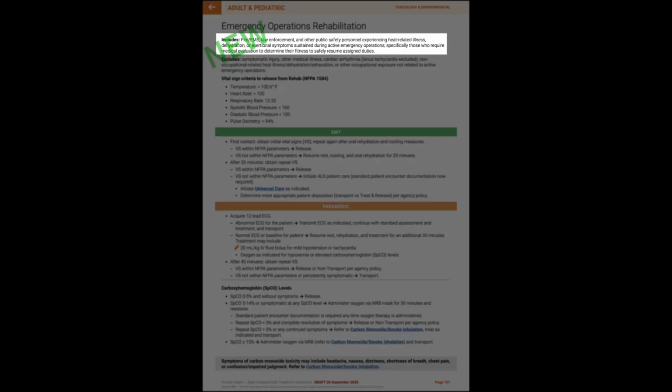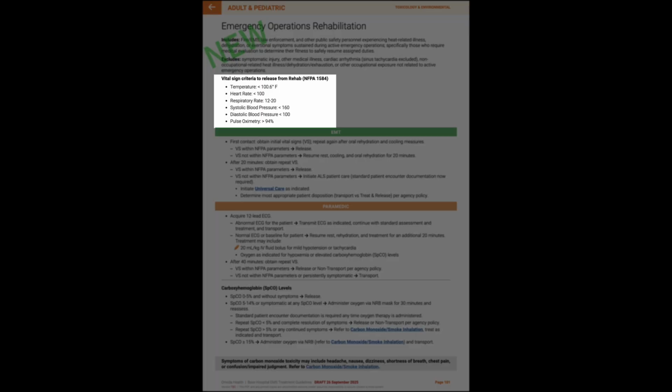This guideline applies to fire, EMS, law enforcement, and other public safety personnel who experience heat illness or exertional symptoms during active emergency operations. It's intended for those who need a structured medical assessment to determine whether they're fit to safely continue their assigned duties. It's designed to help EMS safely monitor, treat, and release occupational responders who may develop heat-related symptoms while also identifying those who need escalation to ALS care or hospital transport.